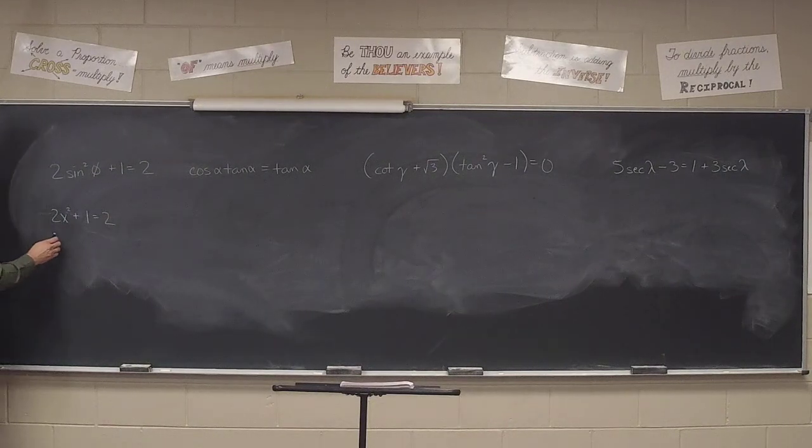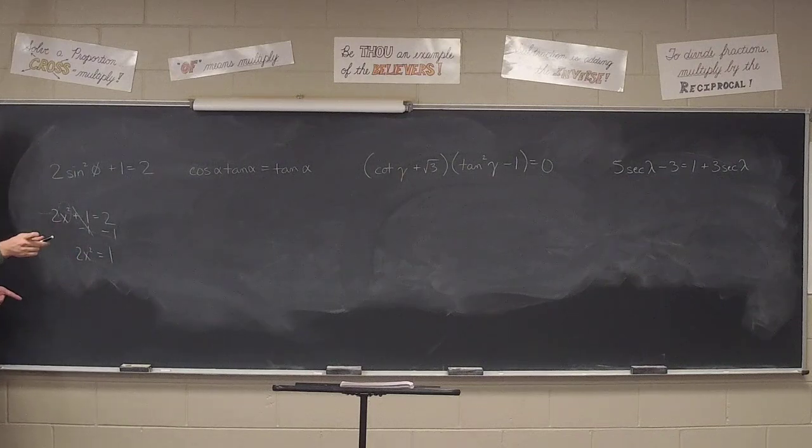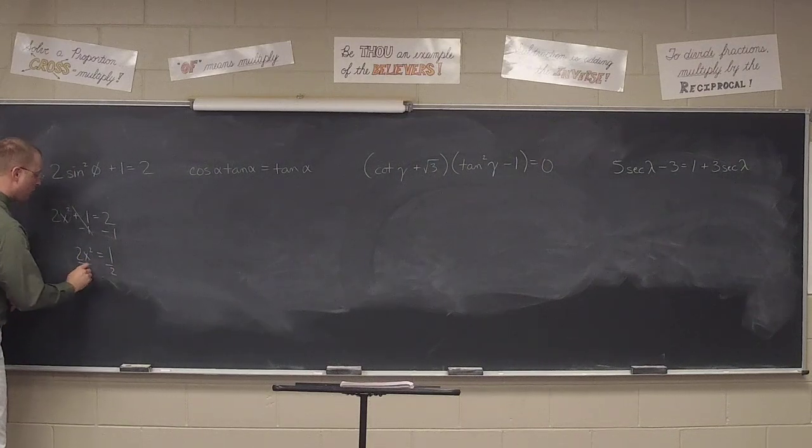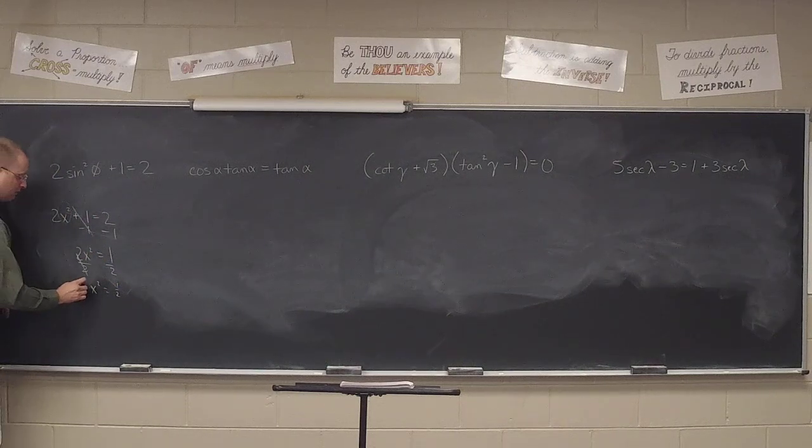Set it equal to 0? No, it's not a complete quadratic. It's incomplete. We want to isolate this x squared. We want to get it by itself. So you would minus the 1 over? There we go. This is less attached than the 2, remember. So we're going to subtract the 1 from both sides to get 2x squared equals 1. Then we would divide the 2 away to get x squared equals a half. And then finally we would take the square root.